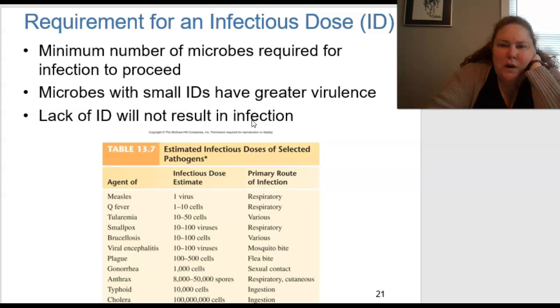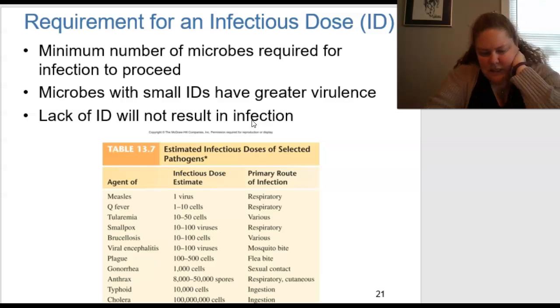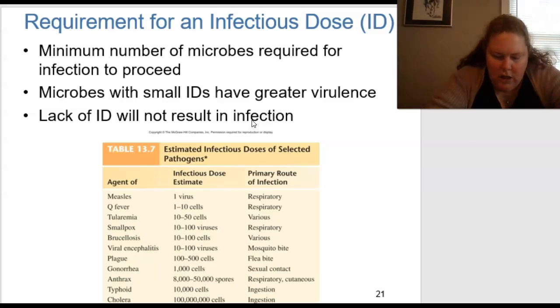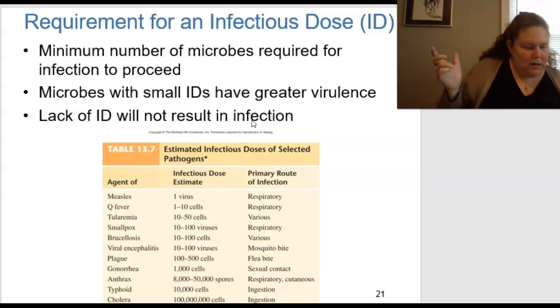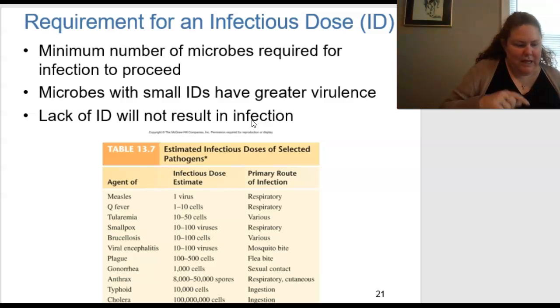So what is the requirement for an infectious dose? Well, this is the minimum number of microbes that are required for an infection to proceed. So microbes with small IDs have greater virulence. Okay, they have a higher viral load, and a lack of an ID will not result in an infection. Okay, so this is figure 13.7 in this book. In the newer version of the book that I have, it's 13.6, so right around there.